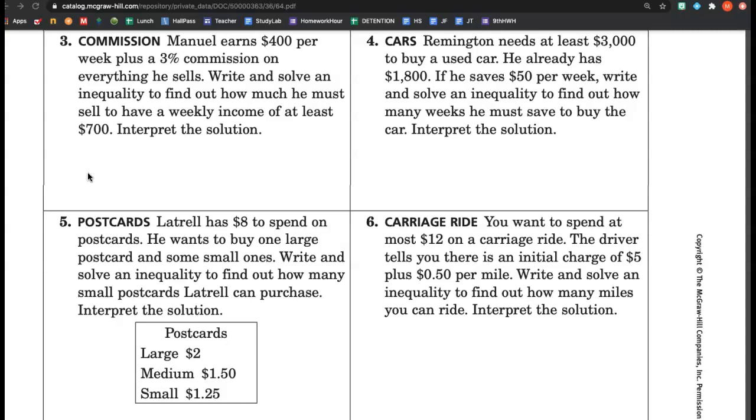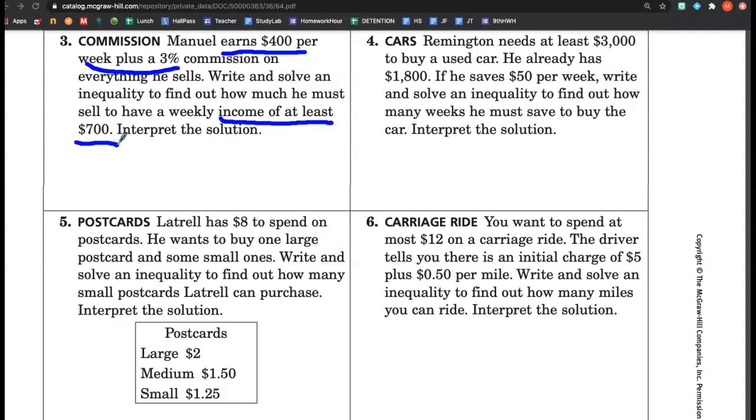Alright, number 3. Manuel earns $400 per week plus 3% commission on everything he sells. Write and solve an inequality to find out how much he must sell to have a weekly income of at least $700. Okay, so he earns $400 per week plus 3%, and he has to have a weekly income of at least $700.